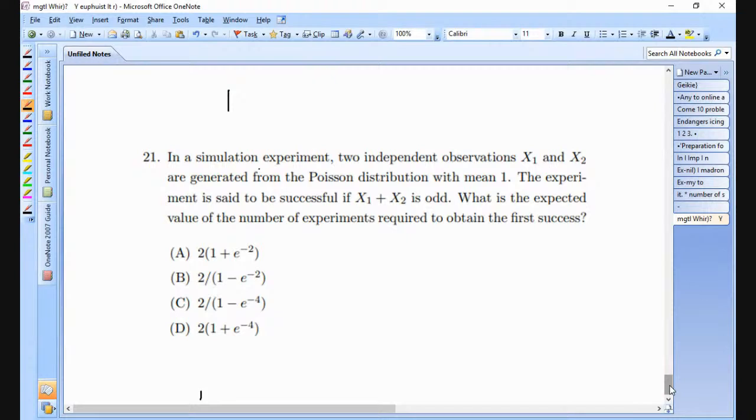Let's check it out now. X1 and x2 are generated from Poisson with means 1. Sorry. And the experiment is said to be successful if x1 plus x2 is odd. Experiment is said to be successful if x1 plus x2 is odd. What is the expected value of the number of experiments required to obtain the first success?